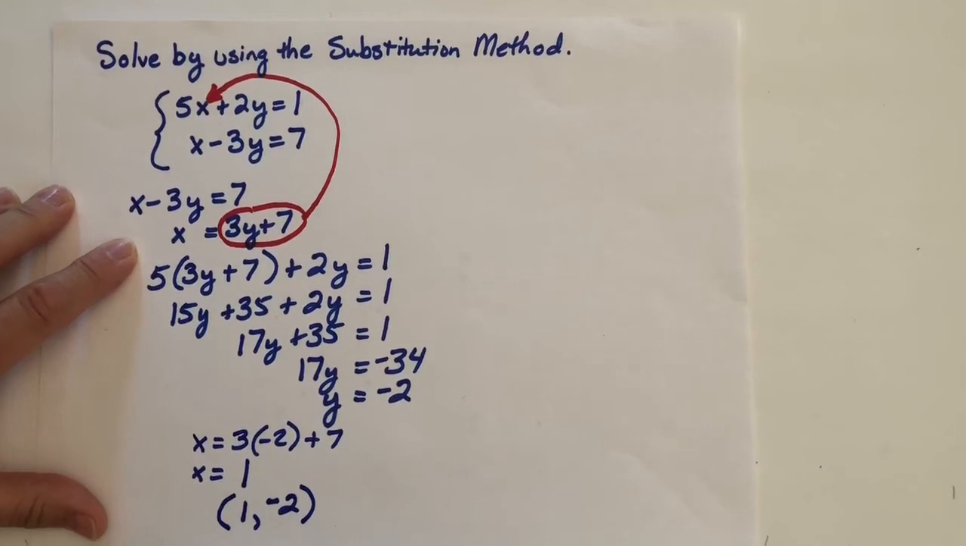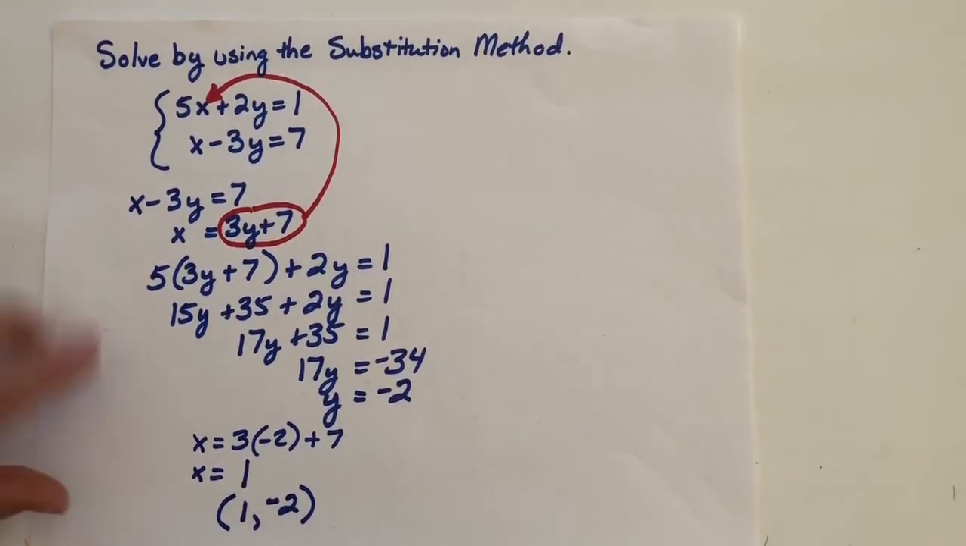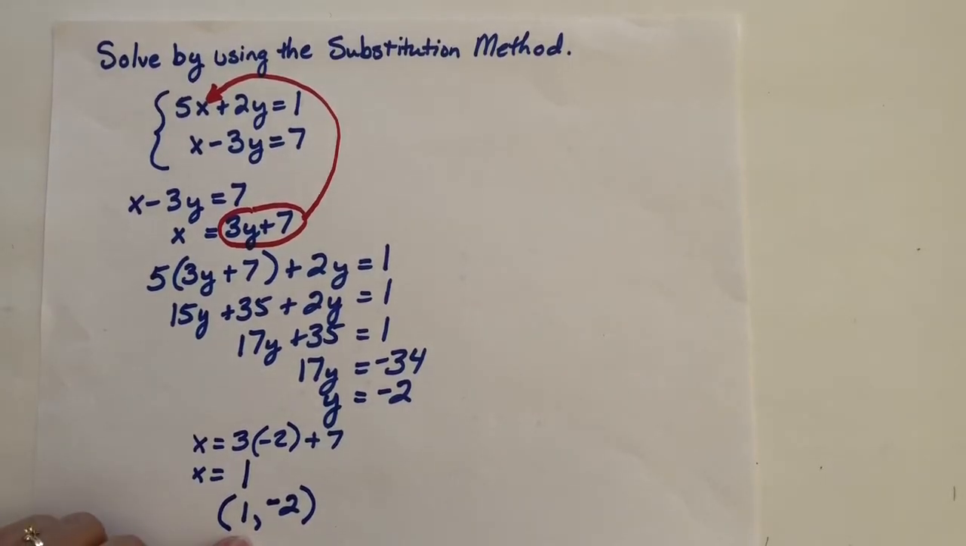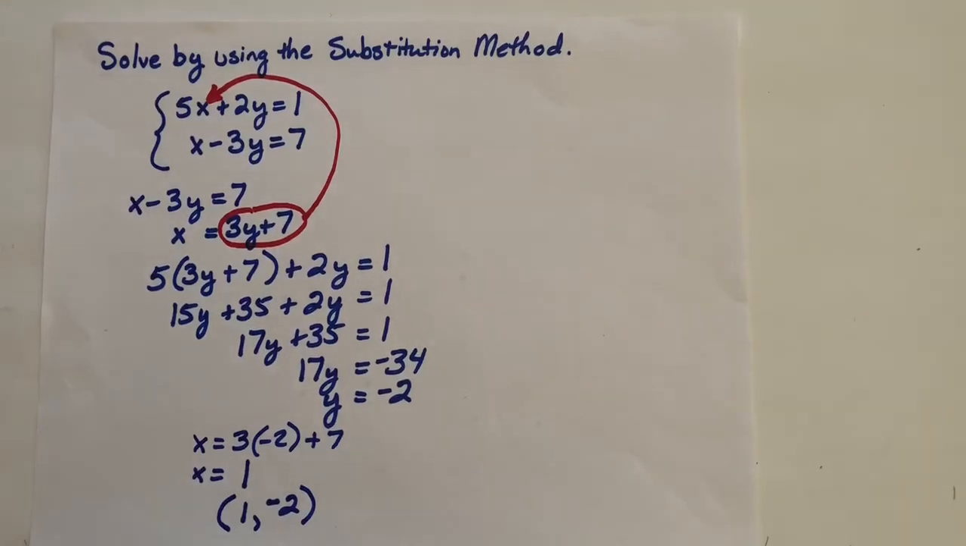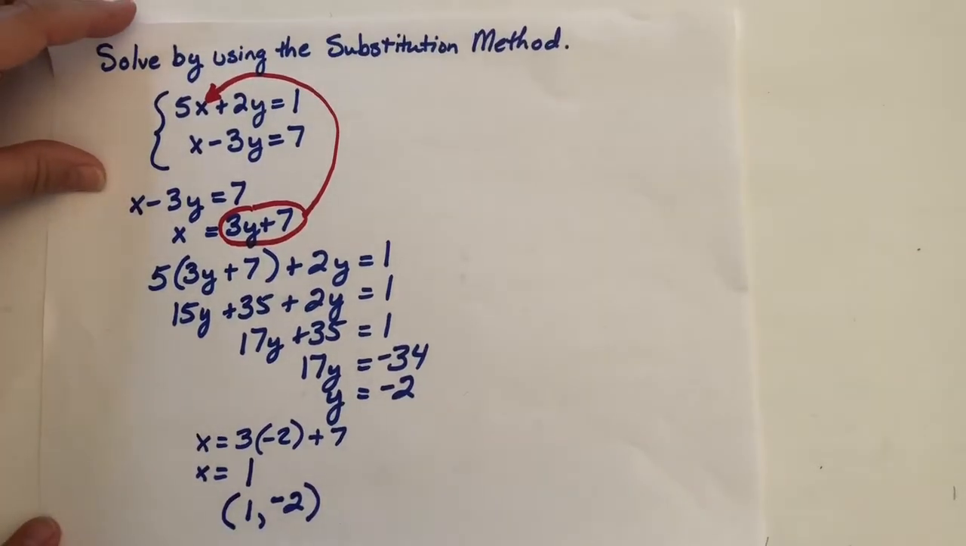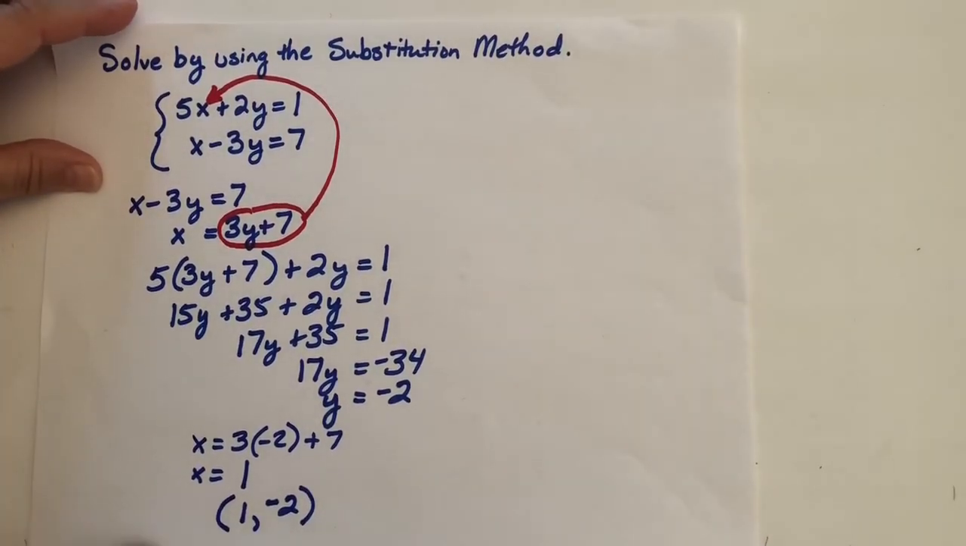And as I mentioned on the first example, when we were solving by graphing, you can substitute that ordered pair into both equations if you'd like, and double check that you have the correct solution. I'm not going to take the time to do that, but it's definitely something that you could consider doing for a particular problem. Let's do another problem.